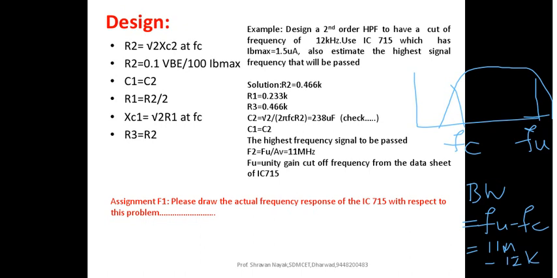Now, we shall move on to the next aspect, that is the band pass filter, wherein you will have the features of both the low pass filter as well as the high pass filter.